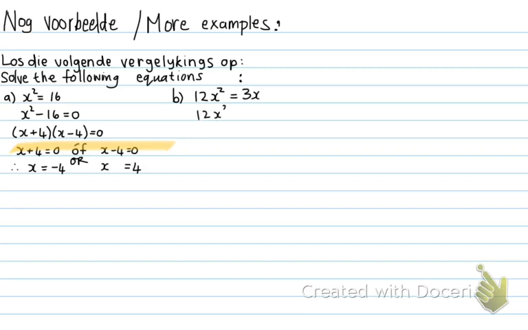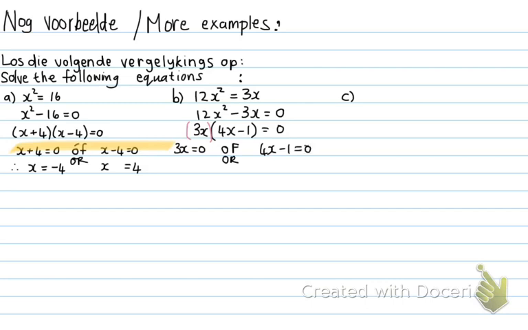Number B, 12x squared is equal to 3x. First I take everything to the left-hand side so that there's 0 on the right-hand side. Then I need to factorize. I take out a common factor of 3x, then I'm left with 4x minus 1 is equal to 0. That 3x I can put in brackets, so I set each bracket equal to 0 separately. So it's going to be 3x is equal to 0 or 4x minus 1 is equal to 0.